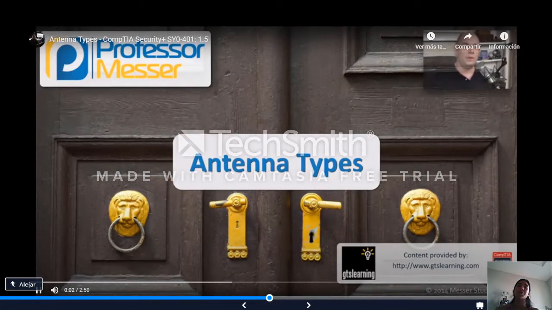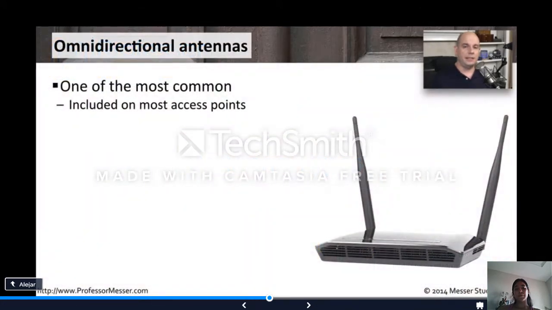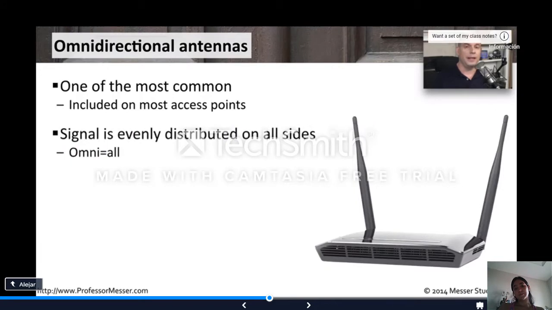If you're implementing a wireless network, you may need to use different kinds of antennas to accomplish this. In this video, we'll look at a number of different antenna technologies and see which one might work best for you. A very common antenna type we see when we purchase some of our wireless access points is an omnidirectional antenna. This is the antenna that simply points into the air and you get exactly the same type of coverage wherever you happen to be anywhere around that particular access point. The signal is evenly distributed on all sides.